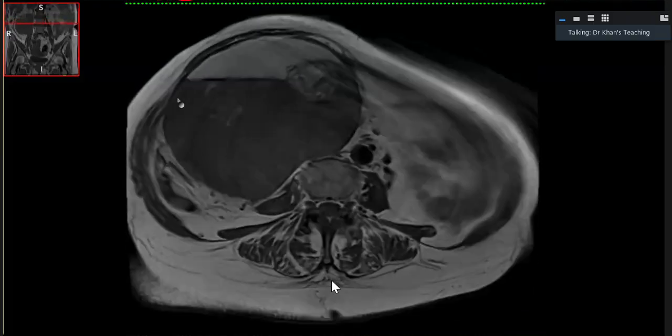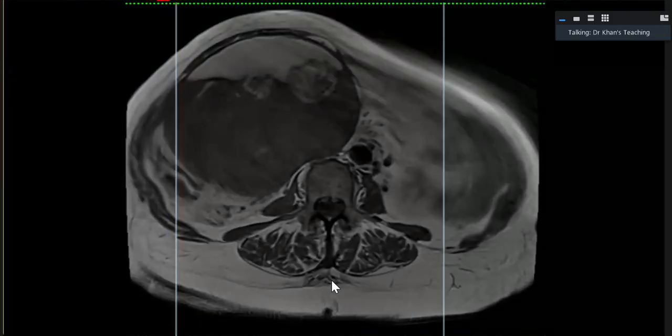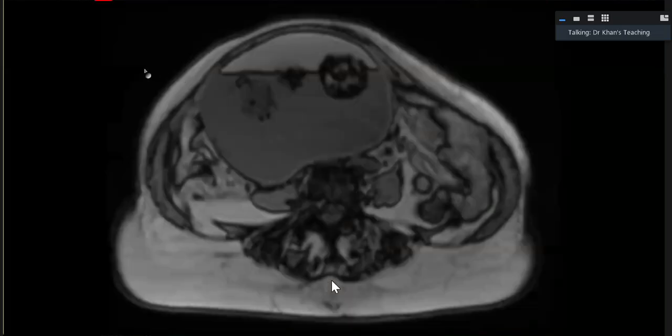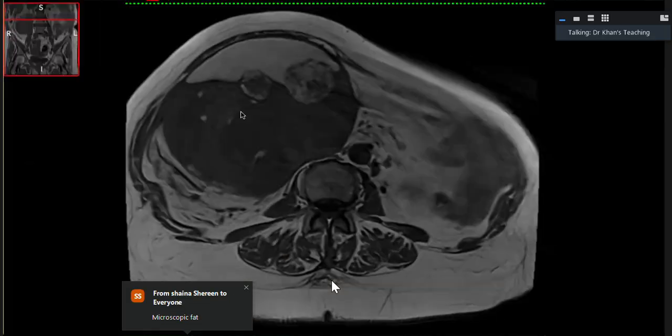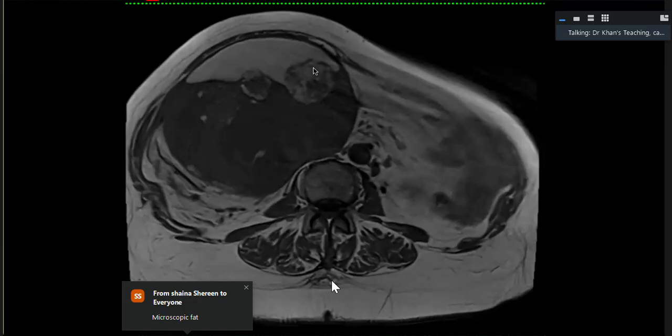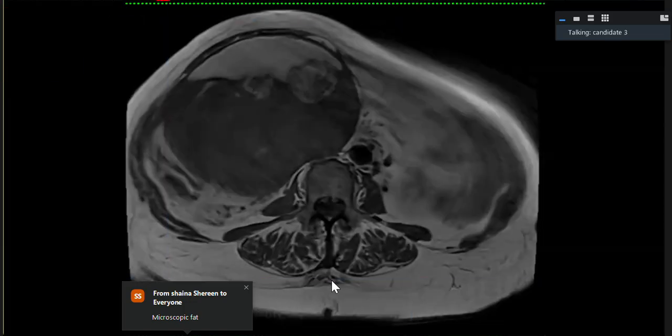And then we have got the out-of-phase T1 weighted sequence. So what has happened here? It was completely low on non-fat-saturated T1, and now it is showing a few internal bright signals. Here it was not low. So it is showing loss of signal, yes. Maybe there's some microscopic fatty component in it.